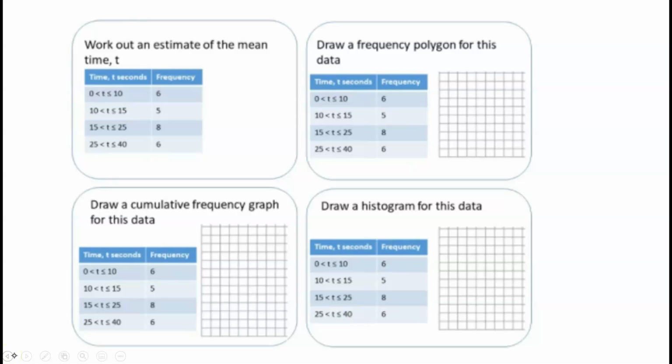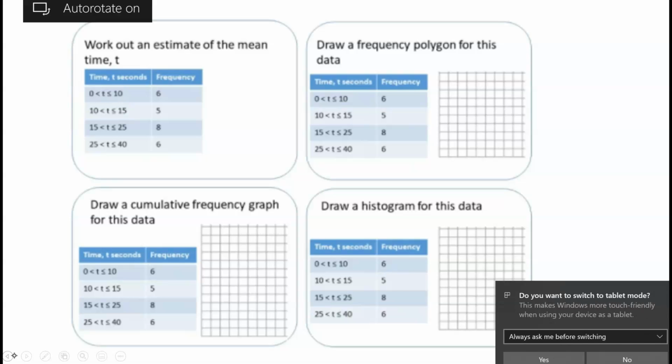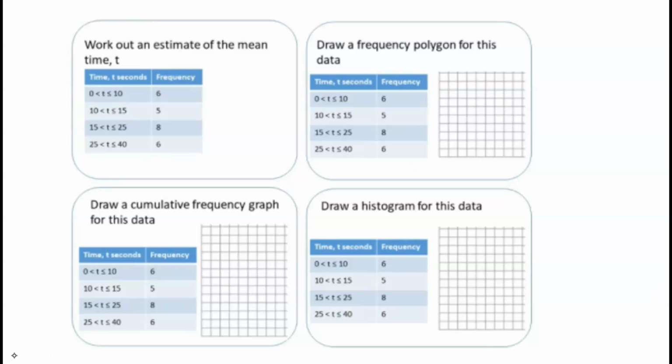Right, okay, so estimate a mean. So a mean from a frequency table. So we need the midpoint. So that's better. We need the midpoint to start with.